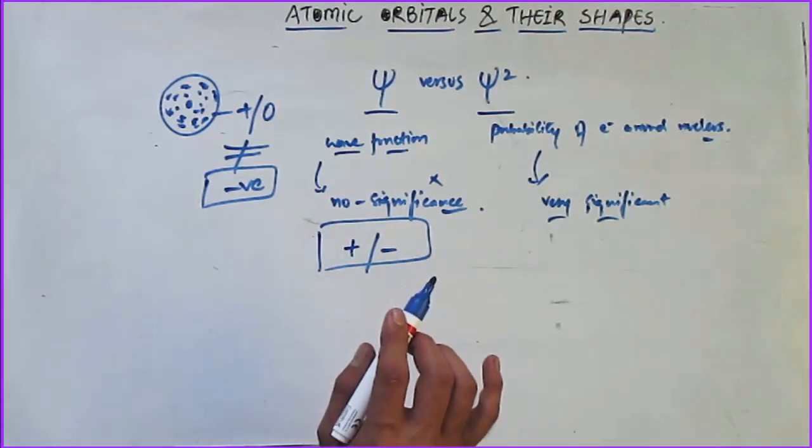The second part of the atomic orbital and their shapes will be discussed in another lecture.